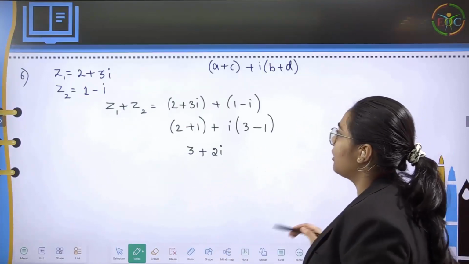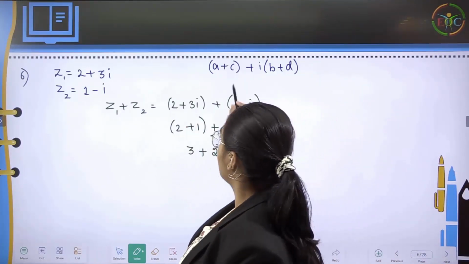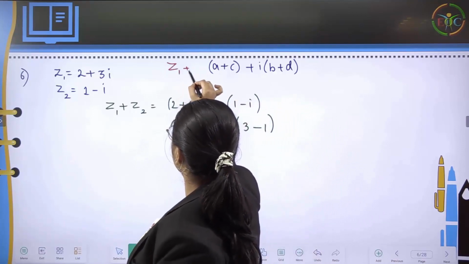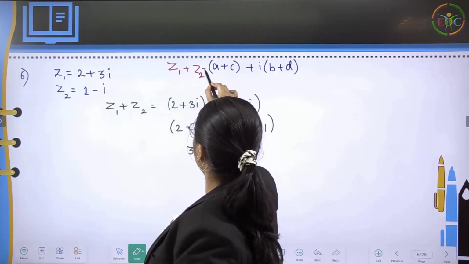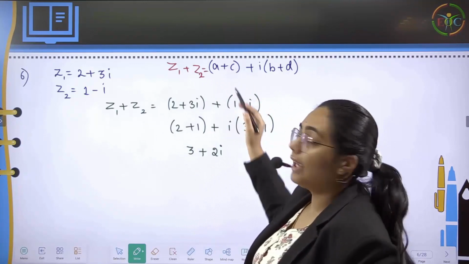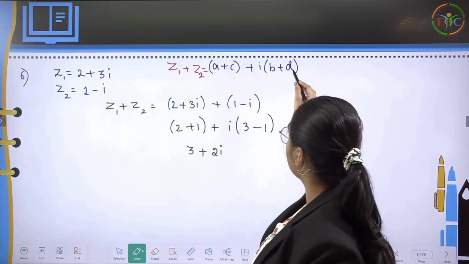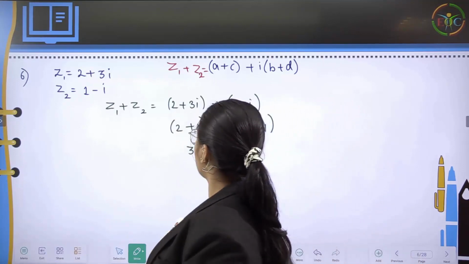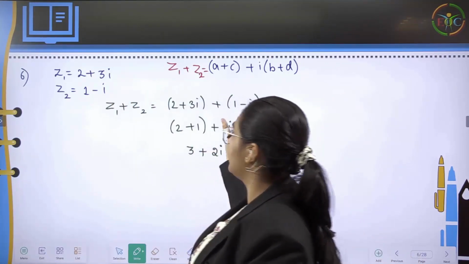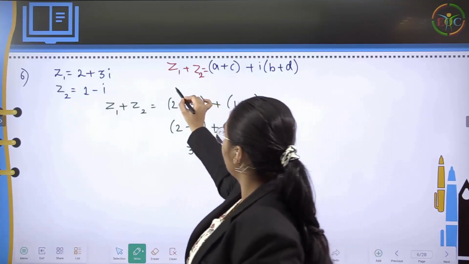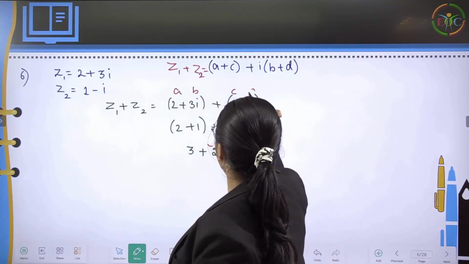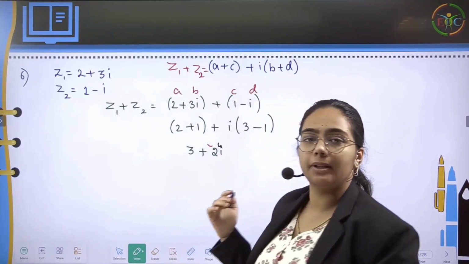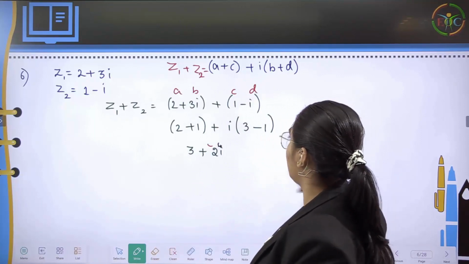So how are we going to solve this? If it is addition, it is going to be (a plus c) plus i into (b plus d). This is how you are supposed to solve. First I'm just going to write both numbers, with a, b, c and d. According to the formula it is going to be a plus c plus i into b plus d.